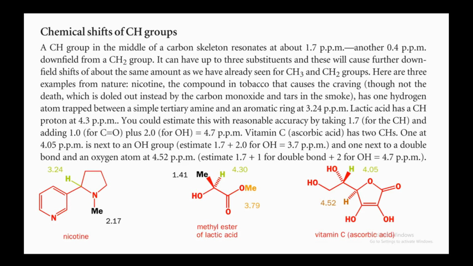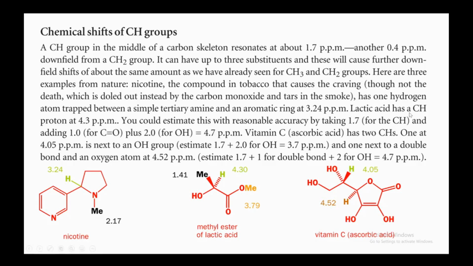Chemical shifts of CH groups. A CH group in the middle of a carbon skeleton resonates at around 1.7 ppm, another 0.4 ppm downfield from a CH2 group. It can have up to 3 substituents, and these will cause further downfield shifts of about the same amount as we have already seen for CH3 and CH2 groups. Here are 3 examples from nature. Nicotine, the compound in tobacco that causes the craving though not the death, which is doled out instead by the carbon monoxide and tars in the smoke, has one hydrogen atom trapped between a simple tertiary amine and an aromatic ring at 3.24 ppm. This one, we're talking about this one.